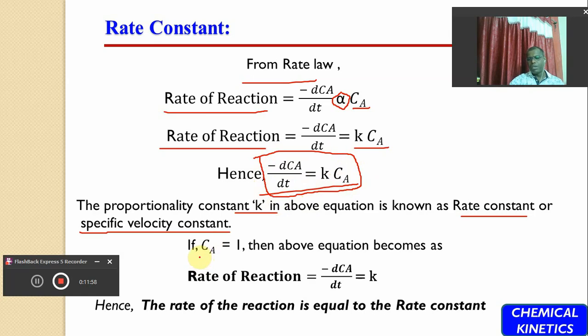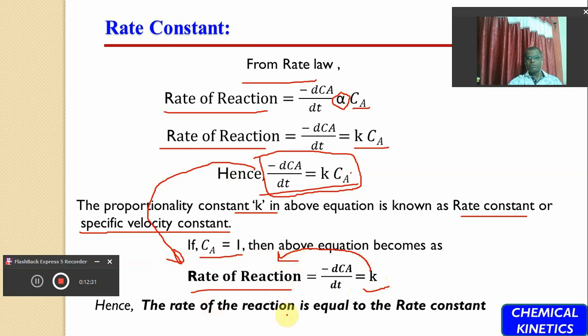Suppose we consider the concentration of the reactant to be unity, meaning the concentration of A is equal to 1. So this equation can be written simply as rate of reaction equals minus dC by dt equals simply K. Because Ca is equal to 1, the rate constant K is numerically equal to the rate of reaction.